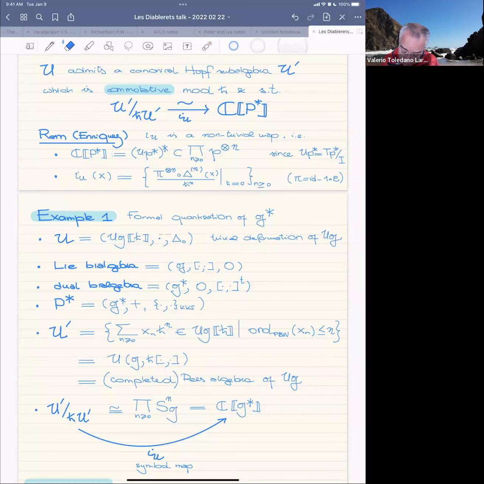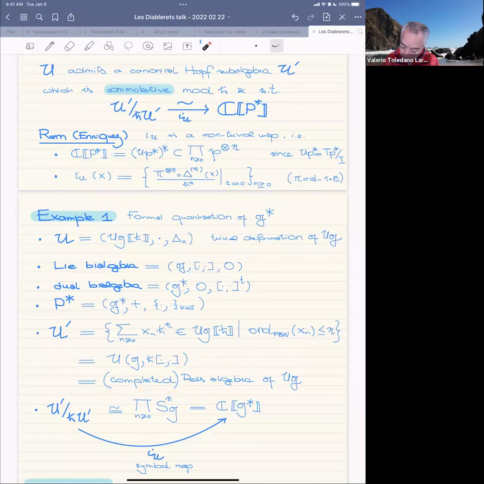Now, what does U prime turn out to be in this case? It turns out to be the vector space of formal power series with values in UG, where the coefficient of h bar to the n, this x_n here, has order in the PBW filtration at most n. So another way to say this is that this is the enveloping algebra of G, but with brackets scaled by h bar. Or another way to say it is that this is nothing but the Rees algebra of UG with respect to its standard filtration, or rather the completed Rees algebra of UG with respect to that filtration.